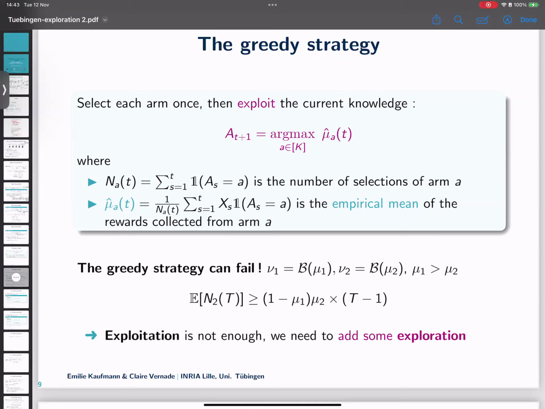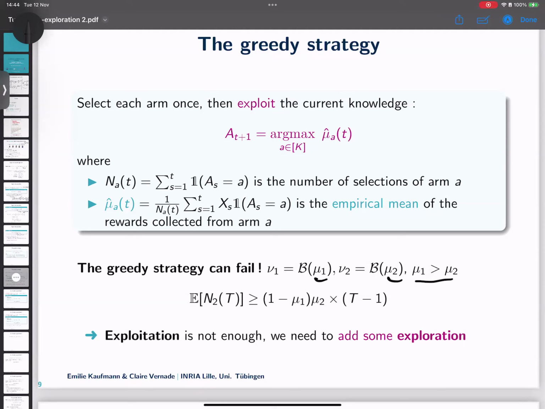So the Bernoulli distribution gives you either a 0 or a 1, and it gives you a 1 with probability mu1 or mu2. So this is the mean of the distribution. If I pull each of these arms once, here mu1 is larger than mu2, but there's still a large probability that the sample from arm 1 is 0, and the sample from arm 2 is 1. That can happen, and that actually happens with a non-zero probability.